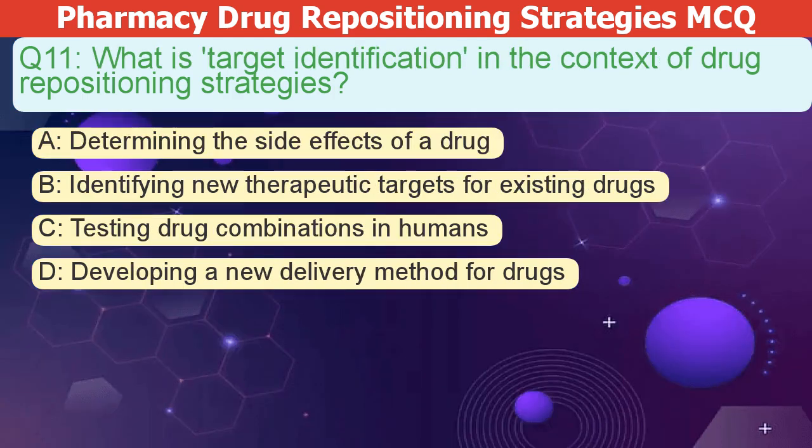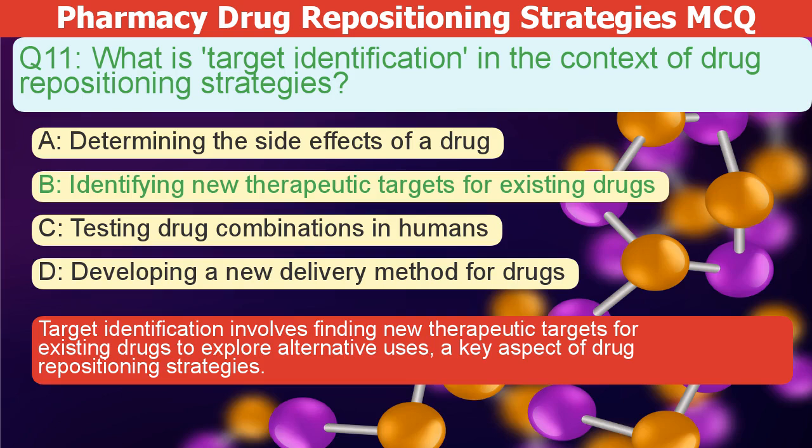What is target identification in the context of drug repositioning strategies? A. Determining the side effects of a drug. B. Identifying new therapeutic targets for existing drugs. C. Testing drug combinations in humans. D. Developing a new delivery method for drugs. The correct answer is B. Target identification involves finding new therapeutic targets for existing drugs to explore alternative uses, a key aspect of drug repositioning strategies.